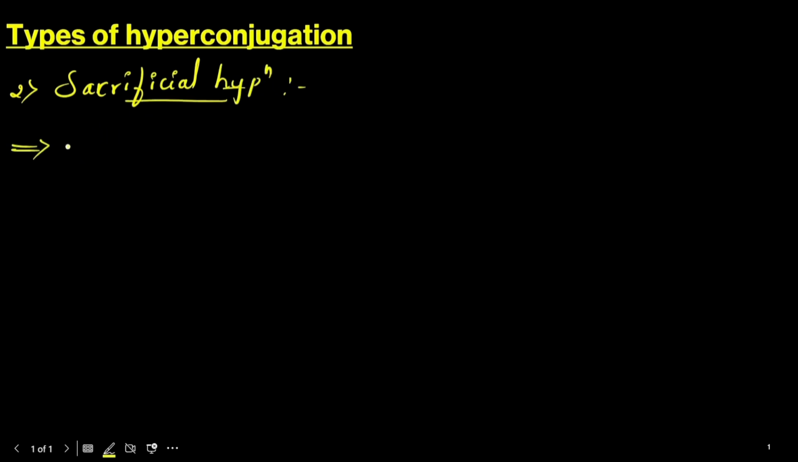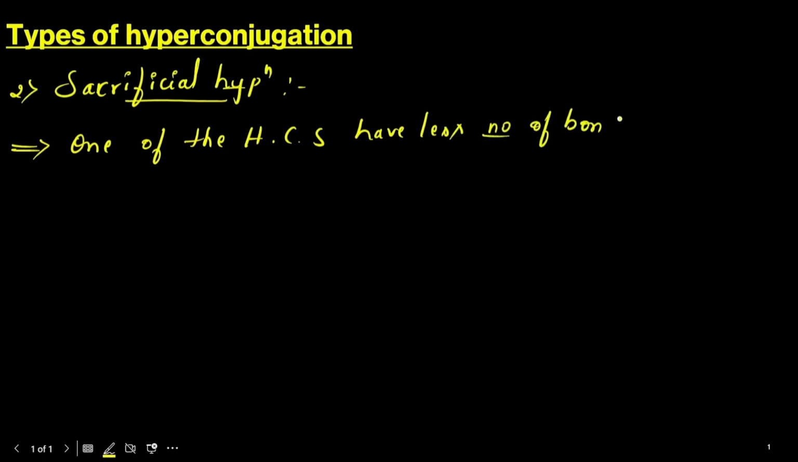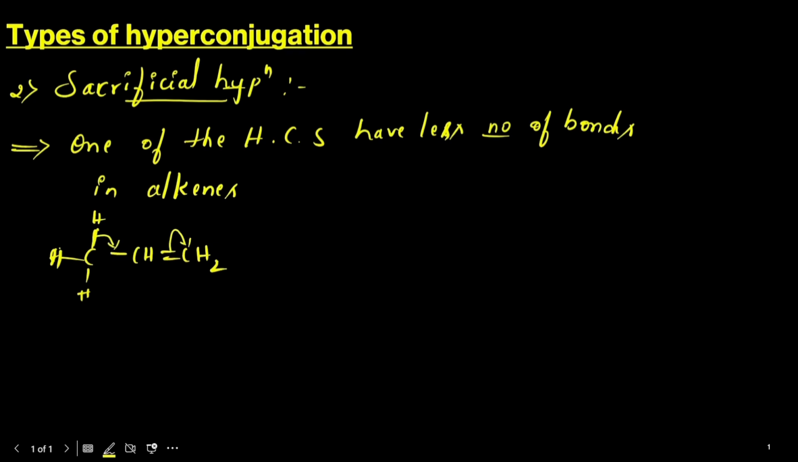In sacrificial hyperconjugation, one of the hyperconjugative structures have less number of bonds. Okay. For example, in alkenes, consider alkene. This is CH3, single bond CH, double bond CH2. Here 3 alpha hydrogens are there. This is the sigma bond which consists of sigma electrons. Here these sigma electrons are involved in conjugation. This pi electron shifted to here.